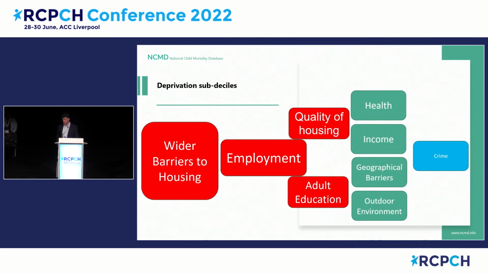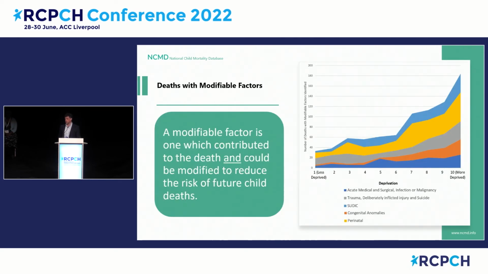When you look at the sub-deciles of deprivation, these are the things that create the index, wider barriers to housing, now that is the cost of housing as well, employment and adult education, and the quality of housing where the child lived were the strongest associates with risk of death. Interestingly, health and access to services were not strongly associated.